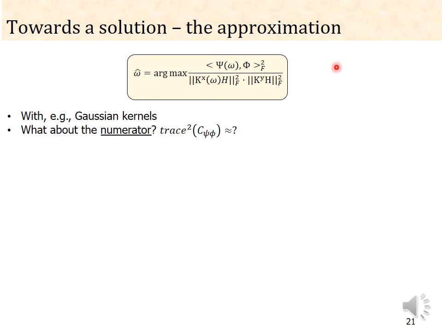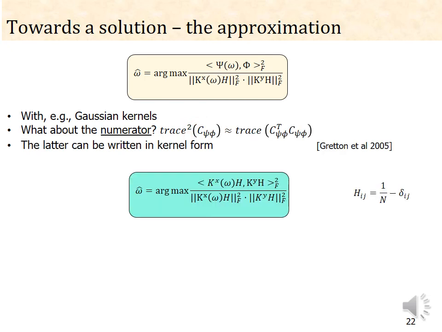Okay, so we already moved a step forward with the denominator, but we're still kind of stuck with the numerator. So what you notice, if you do the math, is that the numerator is the cross covariance between psi and phi, squared. We don't know, as of the writing of this paper, how to express this in terms of the kernels. But we do know how to express the trace of C transpose C in those terms.